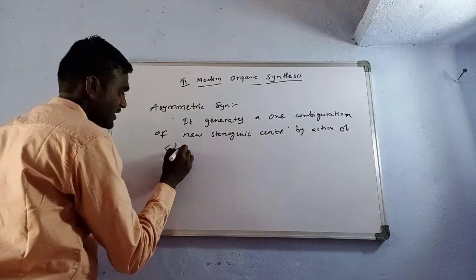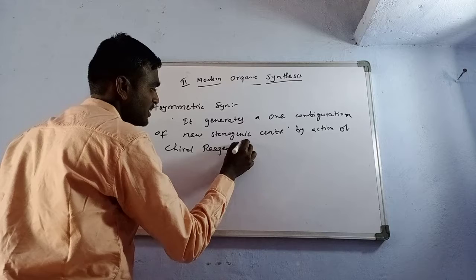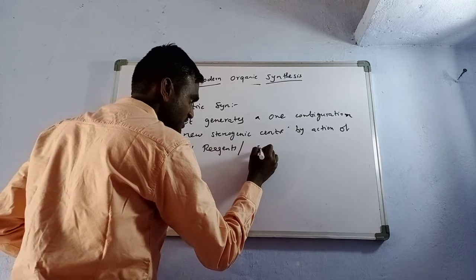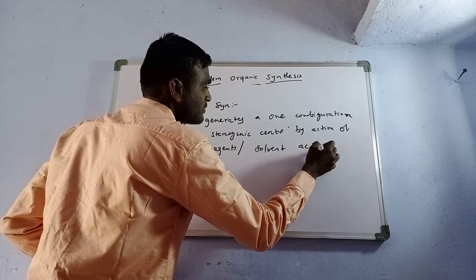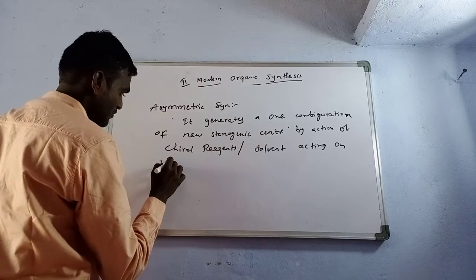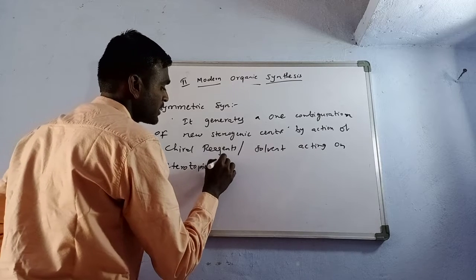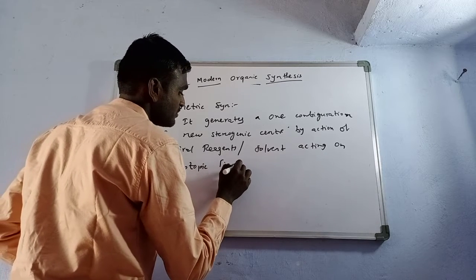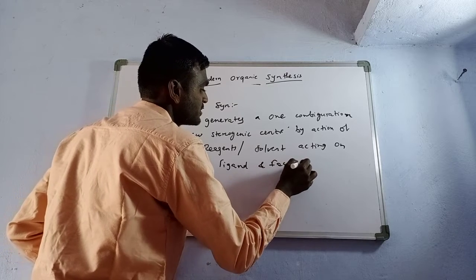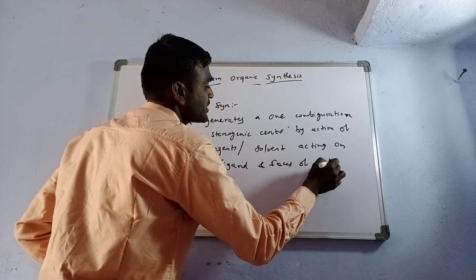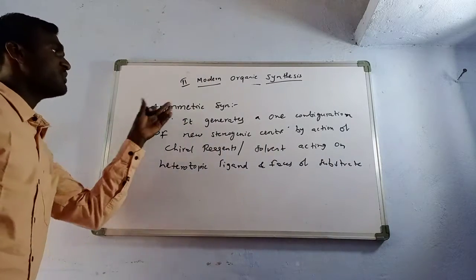chiral reagents or chiral auxiliaries or solvents acting on heterotopic ligands and faces of the substrate. By taking one example, it will be very clear what is asymmetric synthesis.